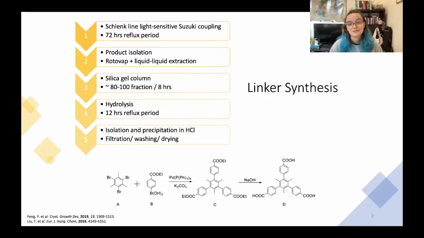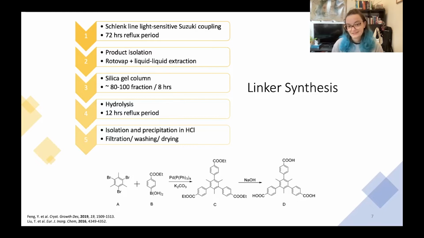This is what I spent the majority of my summer project doing. It's a very, very long synthesis that takes on average 1.5 to 3 weeks to complete. The first reaction is light and oxygen sensitive, so it has to happen under nitrogen atmosphere. It has a 72-hour reaction period, so it takes 3 days to get through the first step, after which there is a product isolation, a liquid-liquid extraction, and then a gel column, which takes on average 8 hours if it isn't pressurized, followed by a 12-hour-long reflux period, and finally isolation, filtration, washing, and drying until we can use the linker.